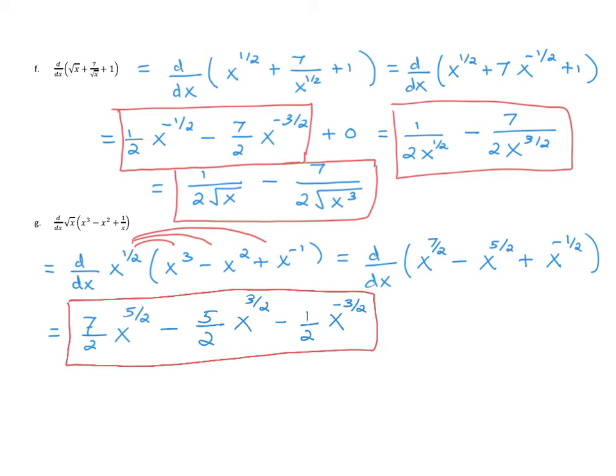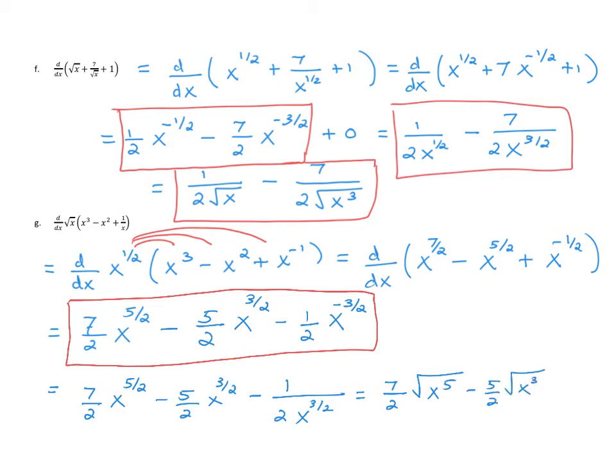But you could get rid of that negative exponent if you wanted to. So you could write this as 7/2 x to the 5/2 minus 5/2 times x to the 3/2, and then minus 1 over 2 times x to the positive 3/2. You could also replace the powers with root symbols. That's totally fine. That would be 7/2 times the square root of x to the 5th, minus 5/2 times the square root of x cubed, and then minus 1 over 2 times the square root of x cubed. So any one of these is acceptable for a final answer.